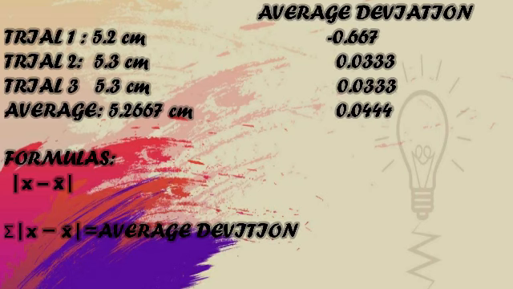Upon measuring the length of the matchbox using a ruler, here's the gathered data. On the first trial, I got 5.2 centimeters. On the second trial, I got 5.3 centimeters. The same with the third trial. Just get the average by adding all the 3 and divide it by 3. The average is 5.2667 centimeters. And then, get the average deviation using this formula. X minus the mean or X minus the average.